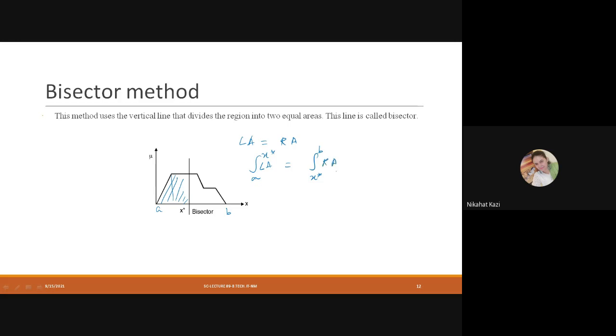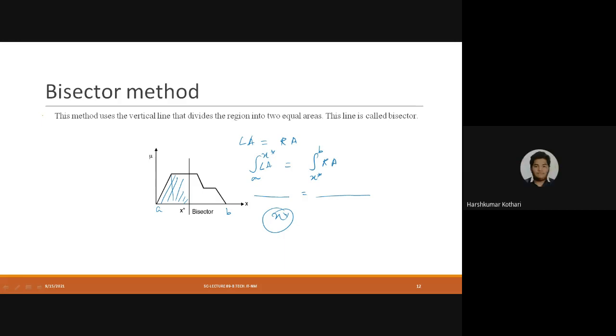There'll be some equation. So this is a definite integral. A is there with you, B is there with you. This value is unknown. So you will get an equation in x here, and you will get an equation in x here. So there's one unknown and one equation. You have to solve this equation basically. Once you solve this equation, you will get the x value or the x star value. And that x star value is nothing but the defuzzified value. So that is the bisector method. You have to find that line which divides the region into two equal areas.